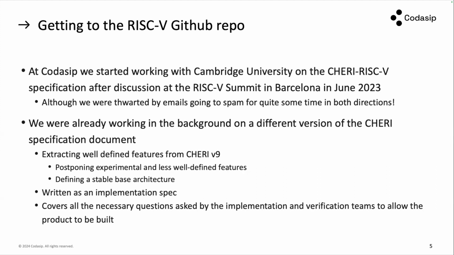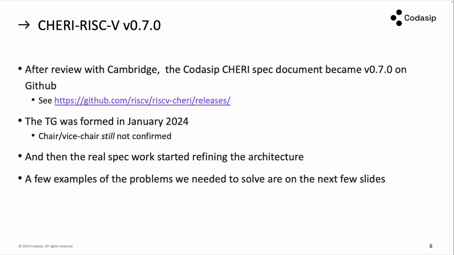And then we put that onto GitHub. That was about the start of this year, I think. And that became version 0.7 as the first release. So that just went in as one enormous pull request, sort of several 100-page pull request.